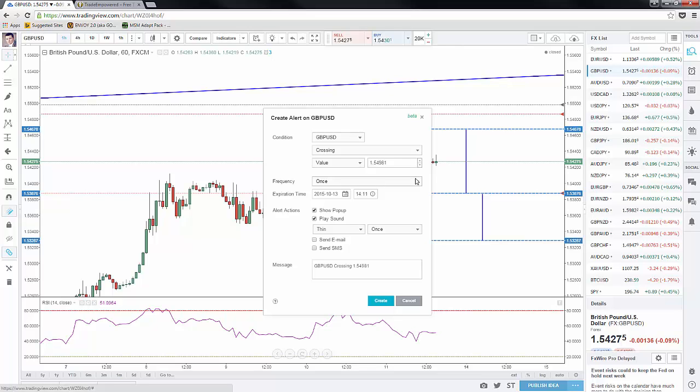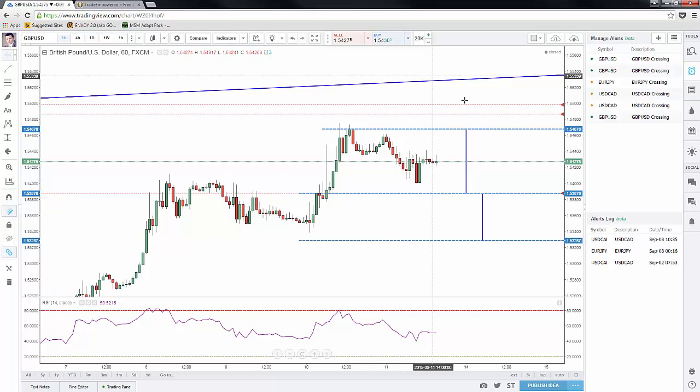The frequency: do you want me to do it every single time that it crosses that level or just one time? So I put there a pop-up and a sound, so I'm notified. I can even get it to send me an email or a text message when that gets violated, so I can be aware no matter where I am in the world throughout my trading day. I go ahead and click Create, and boom, there's my little alert right there.